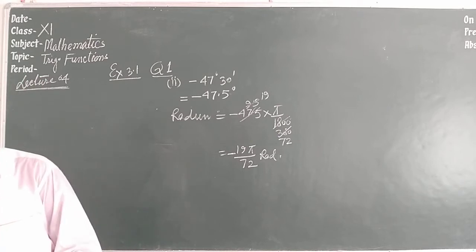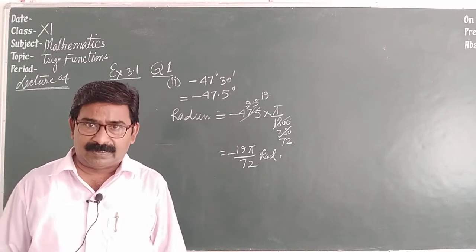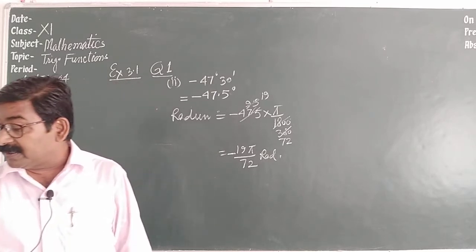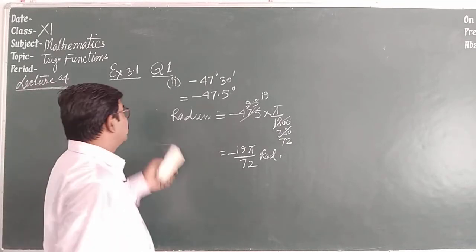So two more parts are there, the third and fourth part. You will try them yourself. Very simple. One is given 240 degree, another is given 520 degree. So you can convert by this formula.